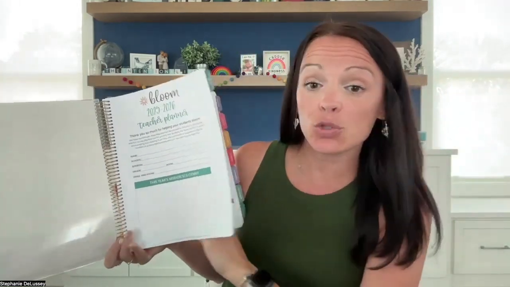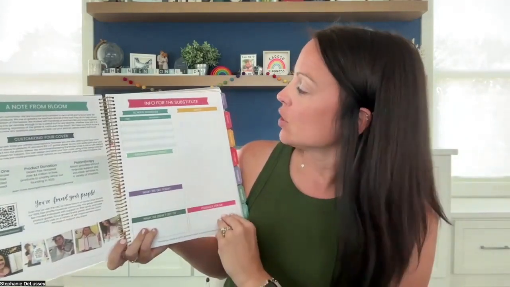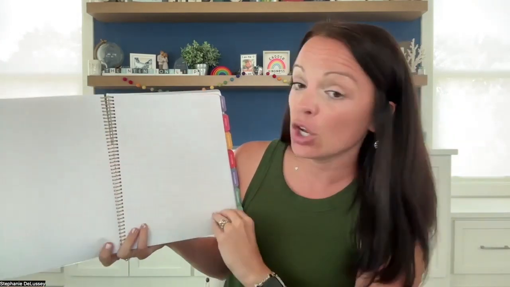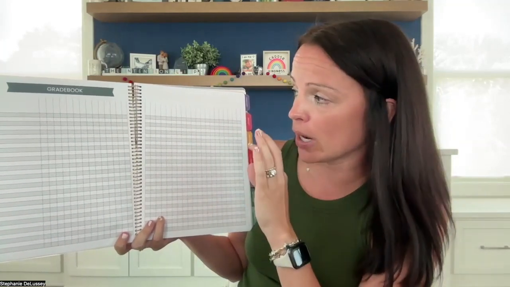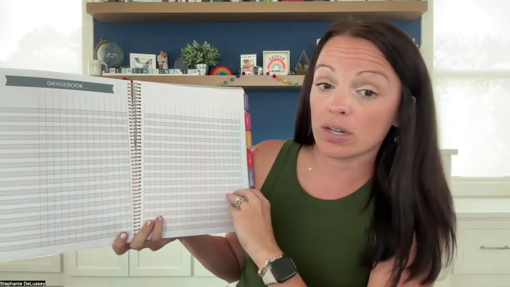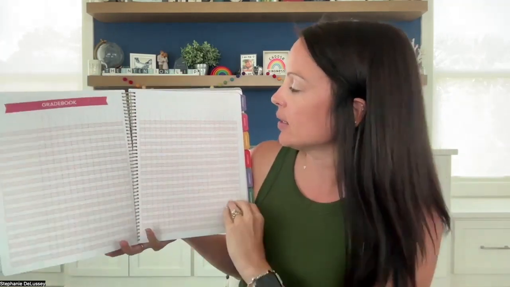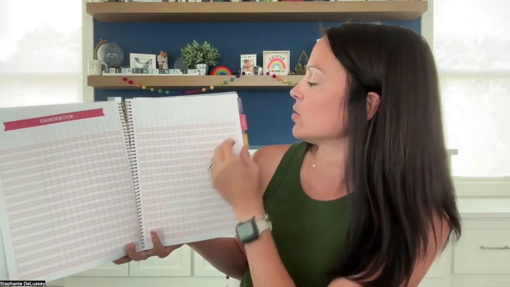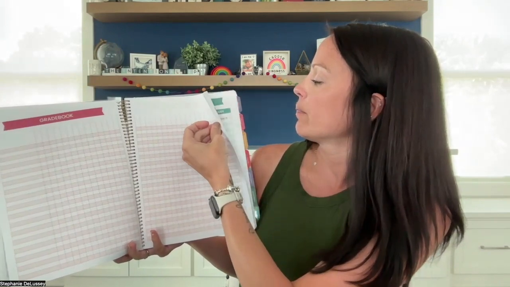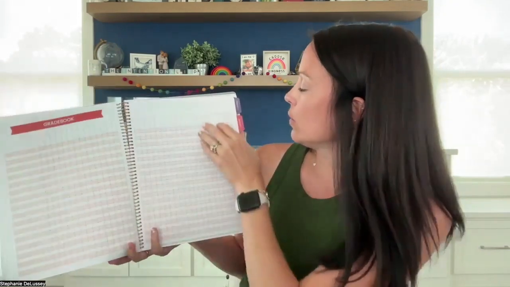I don't remember that from last year, but this is an actual teacher planner. So you have information for the substitute, student information, communication log, website logins, field trip information, grid paper, grade book, which you could use again for attendance, you could use for IEP goal tracking, you could use for accommodation tracking, service minutes, lots of different ways you could use this. Let's see how many pages of that there are. Okay, that goes all the way back here.